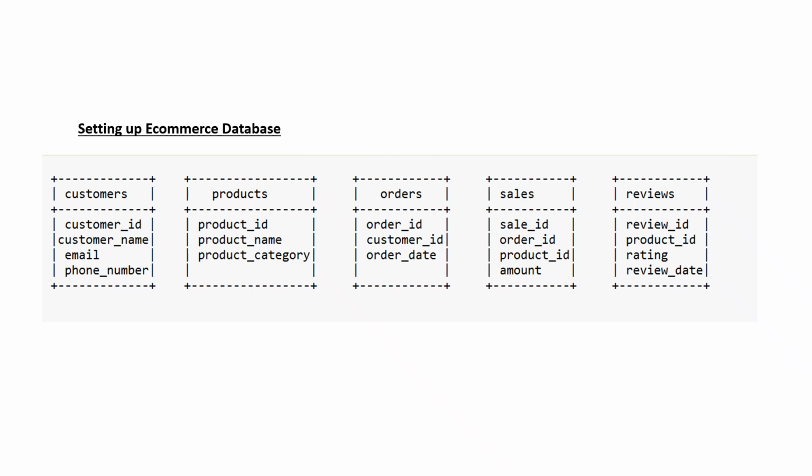In this first episode, we're setting the stage by creating the heart of our project, a robust e-commerce database. This database will be our playground for the next 30 days, where we'll explore advanced Analytical SQL. Take a look at the diagram here. The e-commerce database consists of several key tables, including customers, products, orders, sales, and reviews. Each table represents a fundamental aspect of our e-commerce platform.